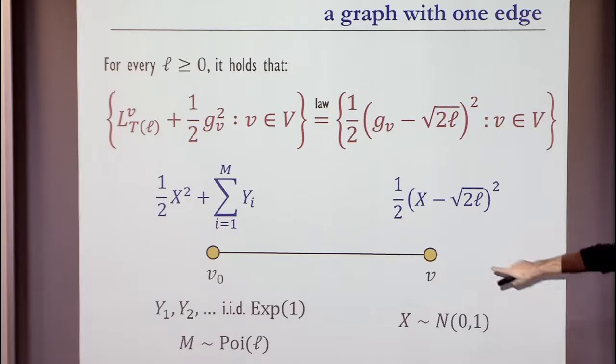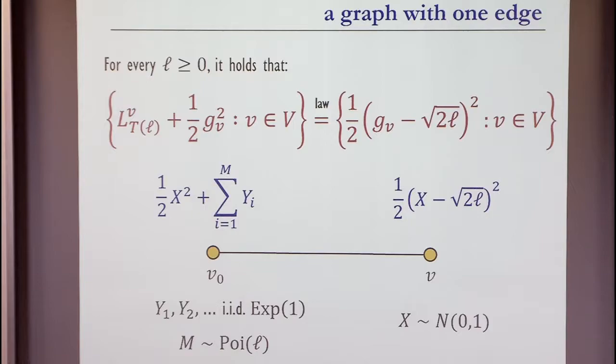So even for the one edge case, the isomorphism theorem gives you the following fact, which is due to Pitman much earlier, that if I take any value L, take a normal random variable, shift it, and square it, then it has the same law as half the normal squared plus a Poisson sum of IID exponentials. Okay.